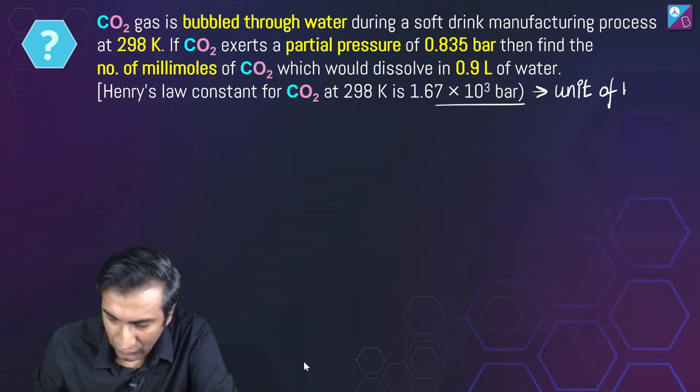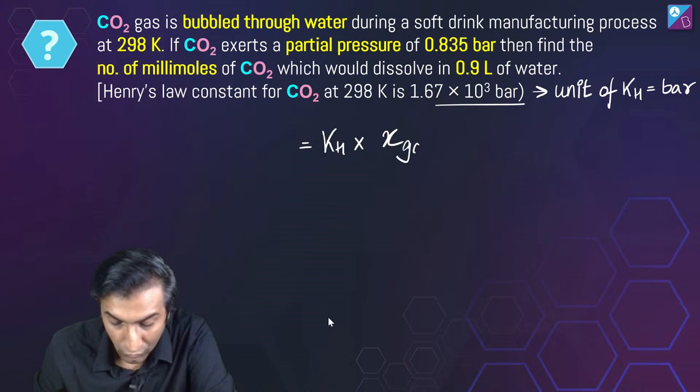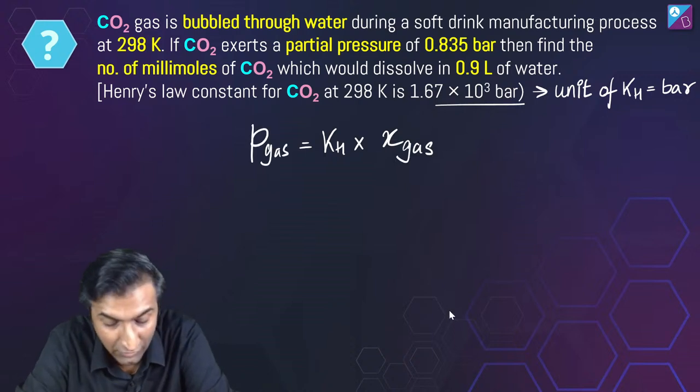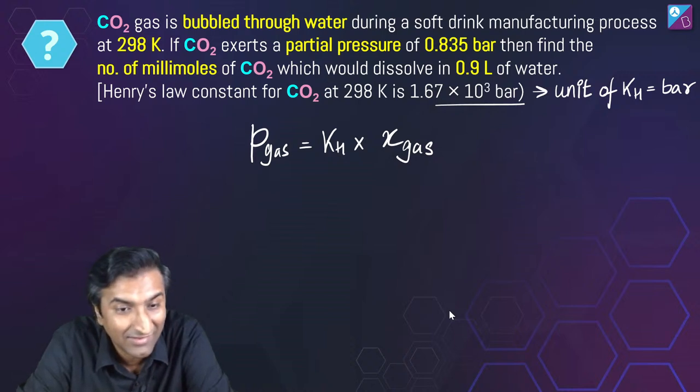It's clear that the unit of KH is bar. Which means I can use this straightforward equation. Right? P gas equal to KH times X gas. Alright. Saloni, 642 last wala tha.